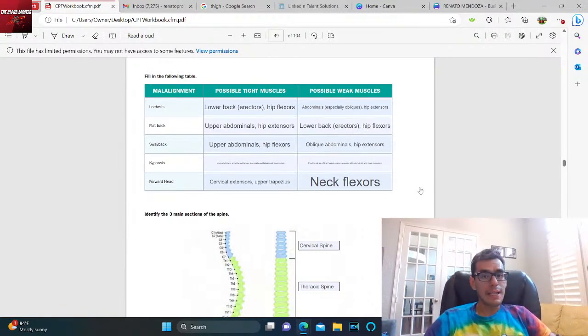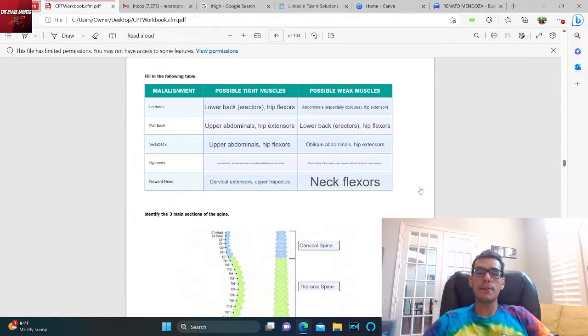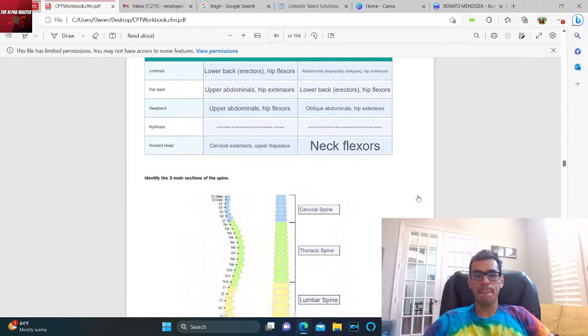And for the forward head, the possible tight muscles are the cervical extensors and the upper trapezius. The possible weak muscles are going to be the neck flexors.